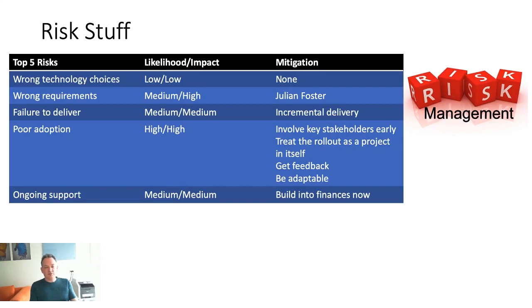Getting the requirements wrong. So we've said this is a big issue. That's 68% of these projects are failing. Top reason, wrong requirements. So that's why we've got Julian in. So I think we've got that one covered. Still need to be vigilant around it. Still a risk, but we're focusing very hard on it.